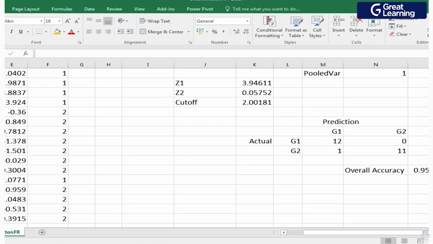So, which is displayed to you. This is an introduction to Fisher's linear discriminant analysis. This is what Fisher has done.